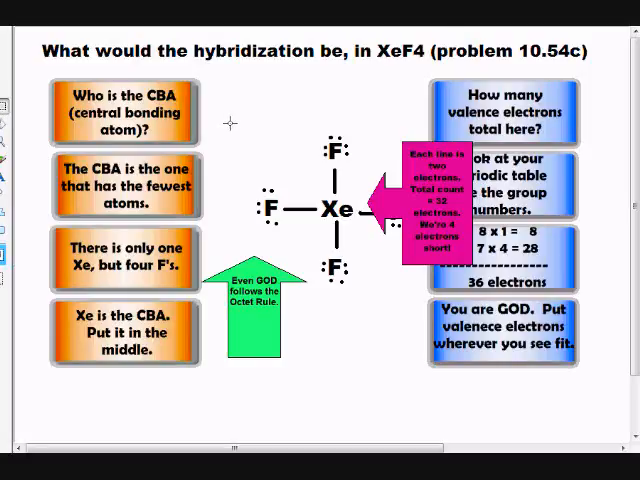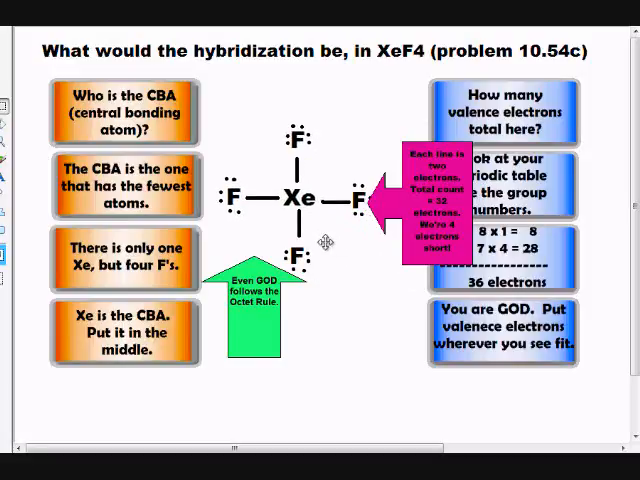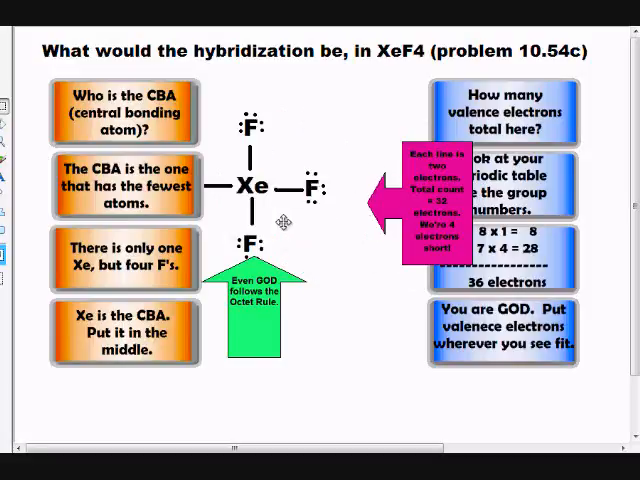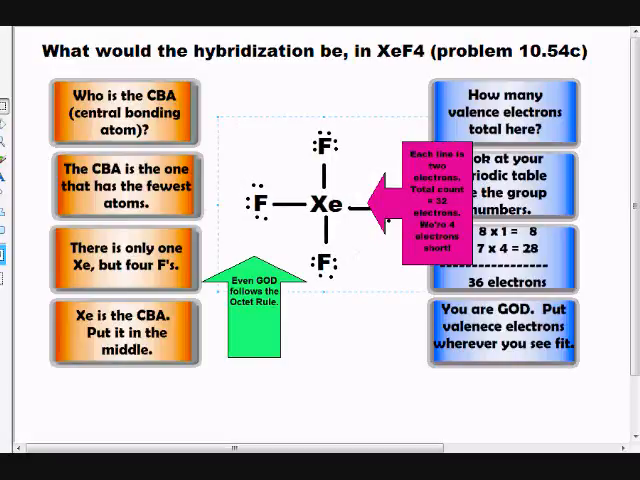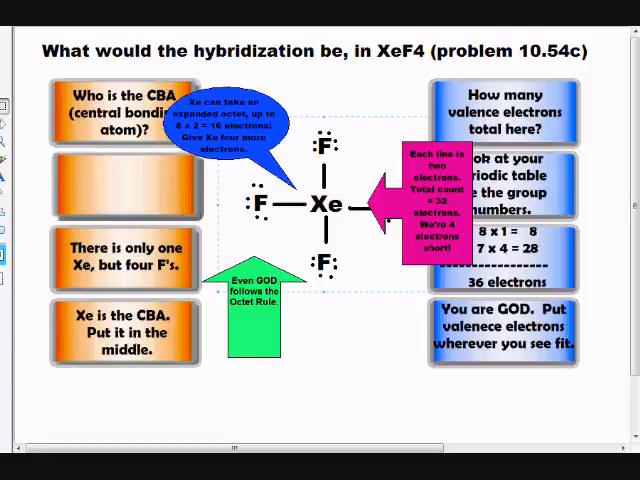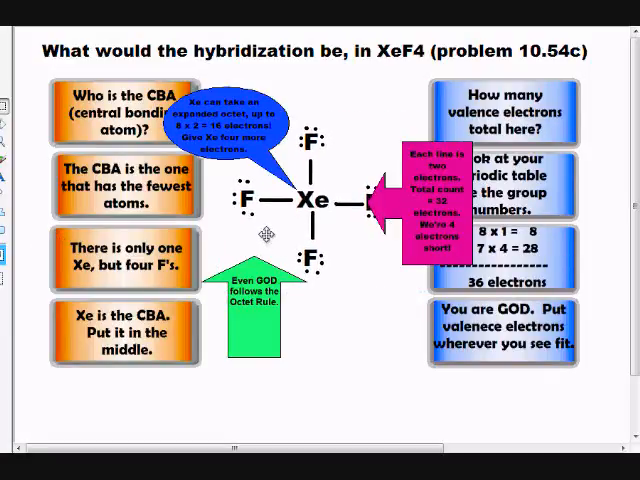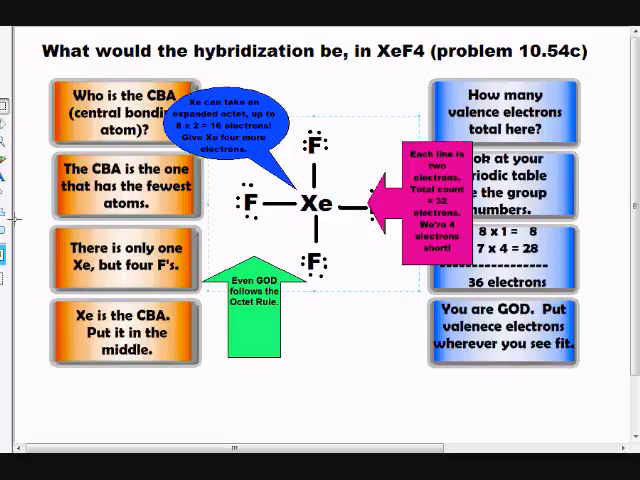Looks like there are 32 electrons here, and that's including 2 electrons for each bond. 32 is not enough. We're supposed to have 36, so we're missing 4 electrons. How can you possibly put 4 more electrons on this? Well, remember, xenon, in the middle there, is eligible for an expanded octet.